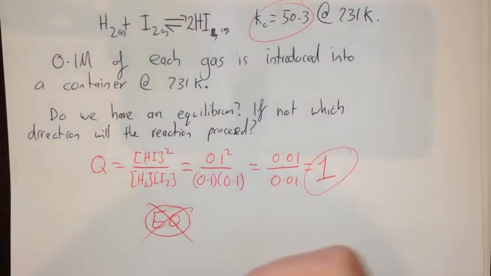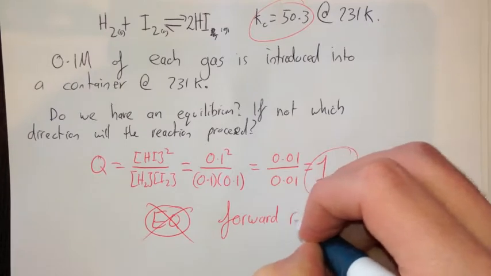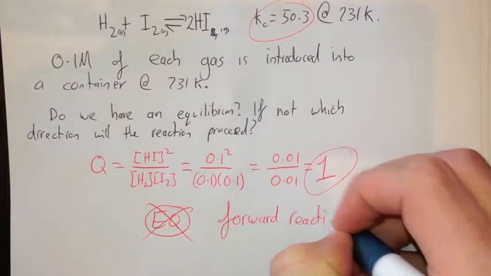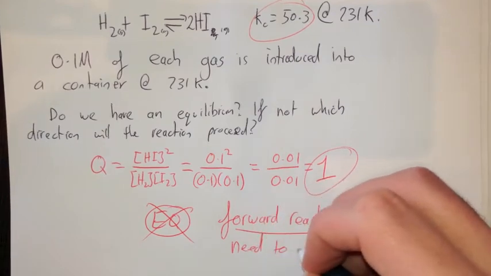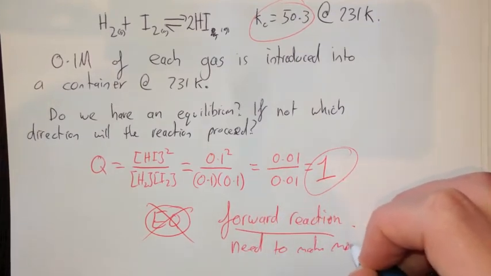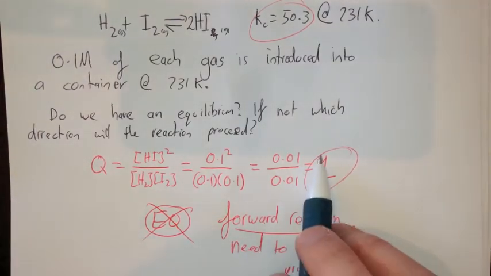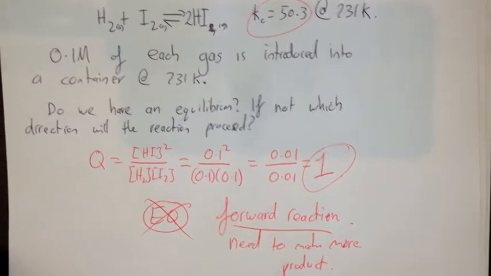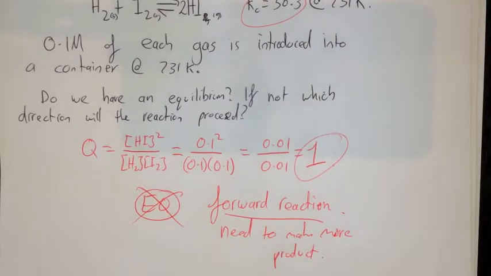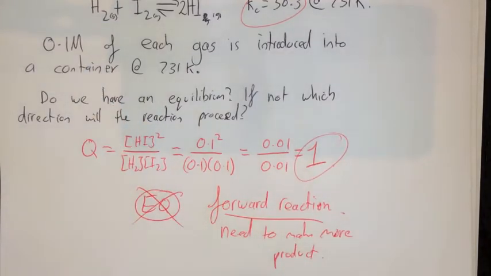So the reaction that's going to be favoured is the forward reaction, because we need to make more products. We need to increase our reaction quotient for it to get to our K value. So that's simply working out if something is in equilibrium or not. It's writing the reaction quotient and calculating it for the given values that we have.